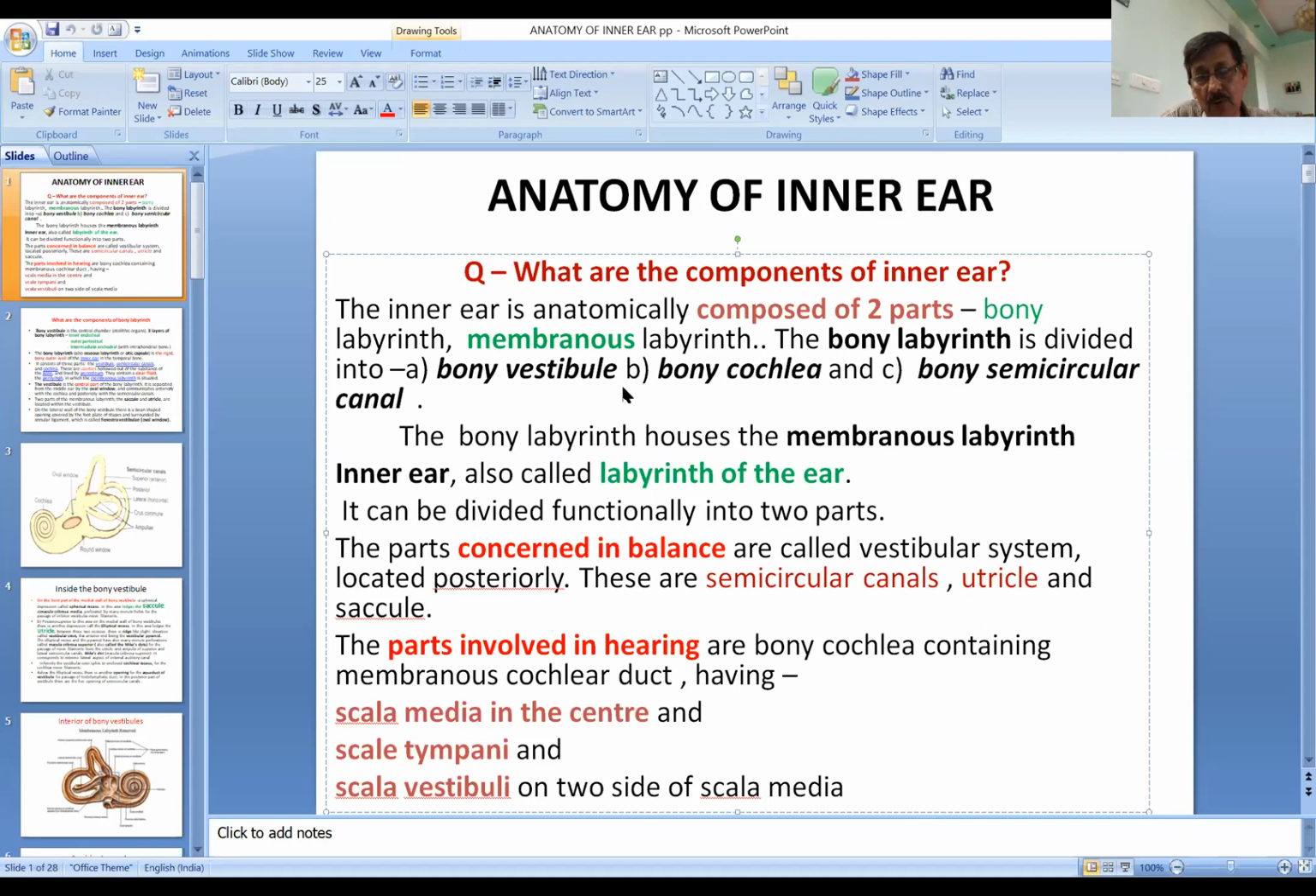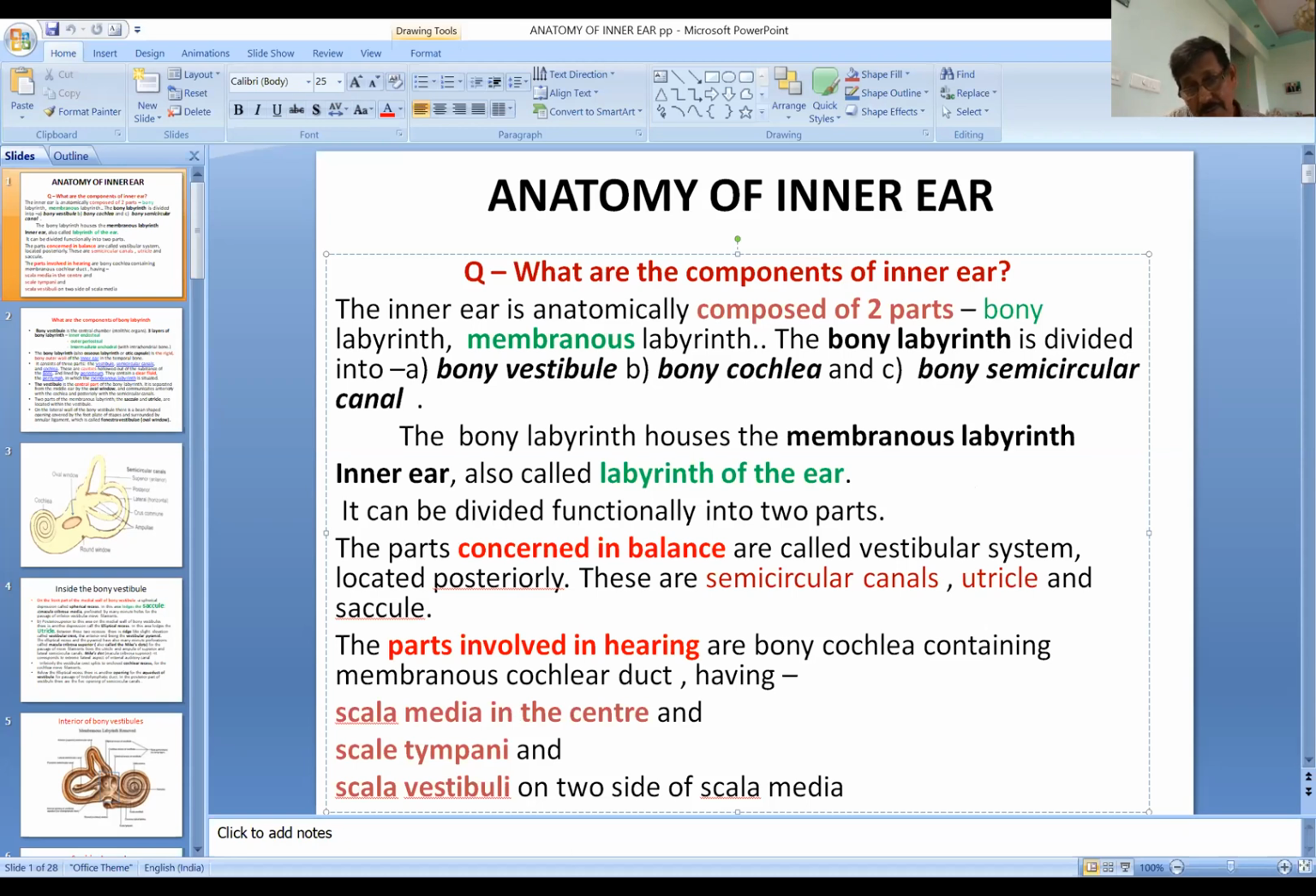That is the bony vestibule, where the membranous vestibule is located, where the saccule and utricle are, the bony cochlea, and the bony semicircular canals. The bony labyrinth houses the membranous labyrinth, that is the inner ear, also called the labyrinth of the ear. It can be divided functionally into two parts, that is both the balancing function as well as the hearing function. So the nerve is called the vestibulocochlear nerve.